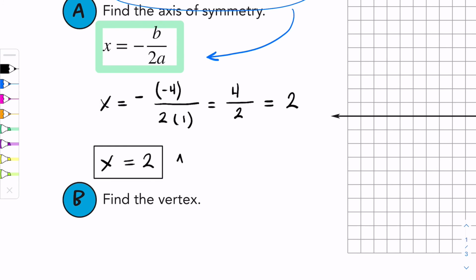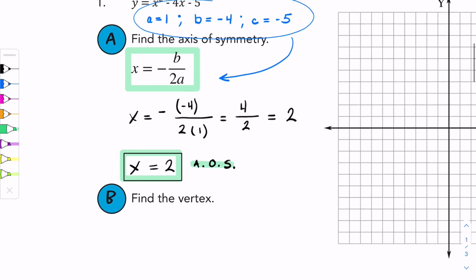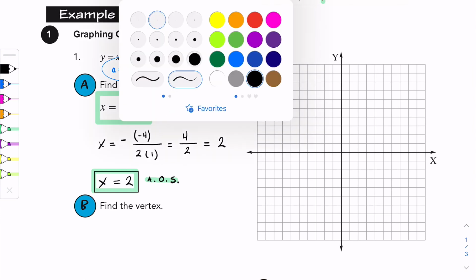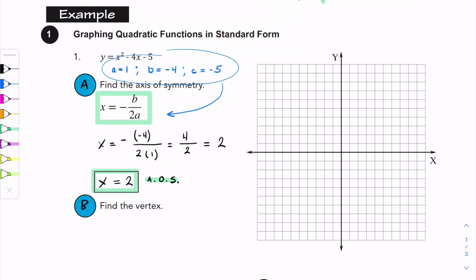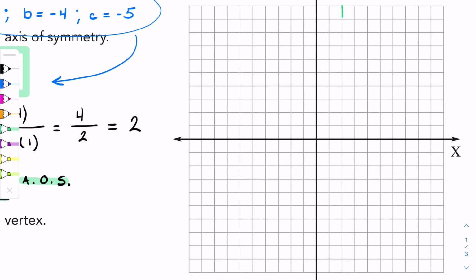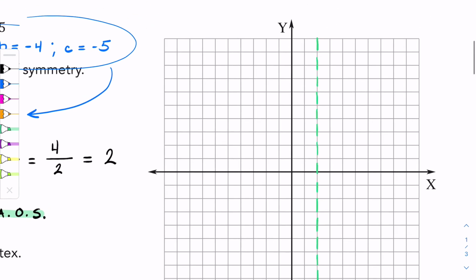This is called the axis of symmetry. I'm going to abbreviate that as AOS. I'm also going to graph this line in the coordinate plane. I'm going to graph it as a dashed line. It's going to occur at x equals 2. That would be this line here. I'm also just going to take a second and label it. That way when I look back at my graph, I can see every part.